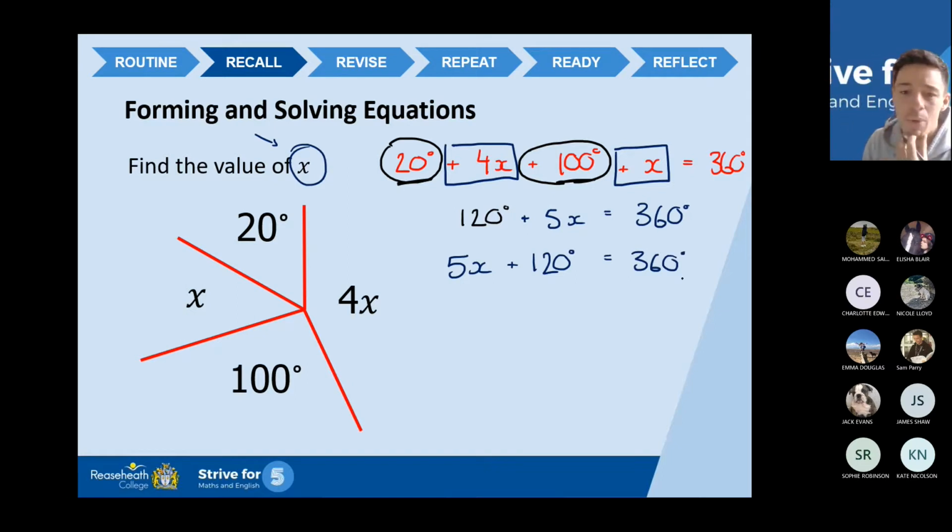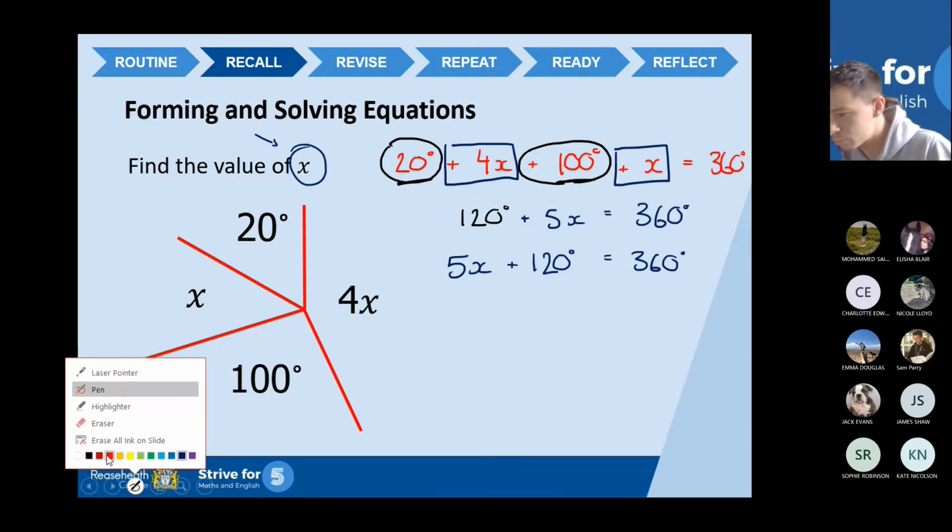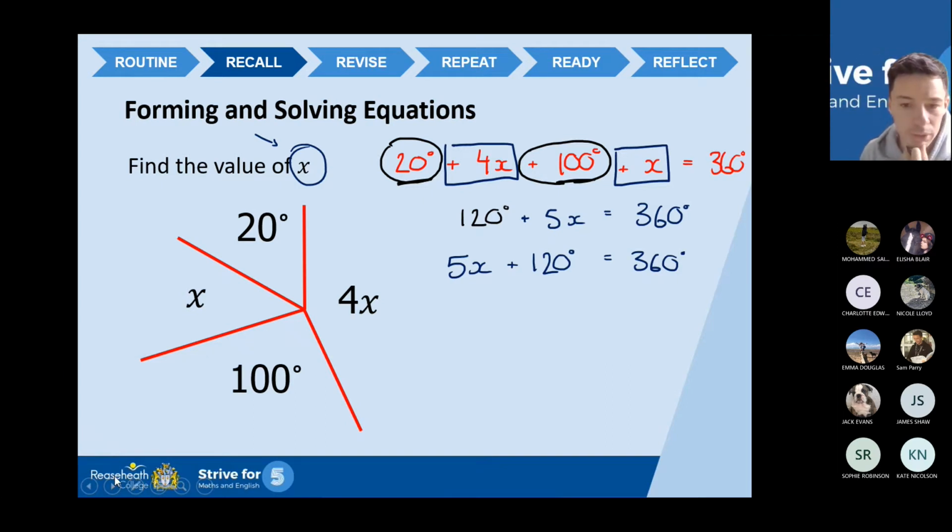Now, in the chat, what would you guys do first here? If you had 5x plus 120 equals 360, what would you do first? If that was just a question, what would you be thinking, or what would you do? Get rid of the 120. Right, I'm going to take Darcy's answer. So Emma, I'm taking that one down. I'm getting rid of this bit first.